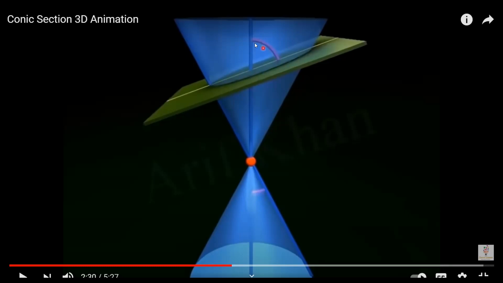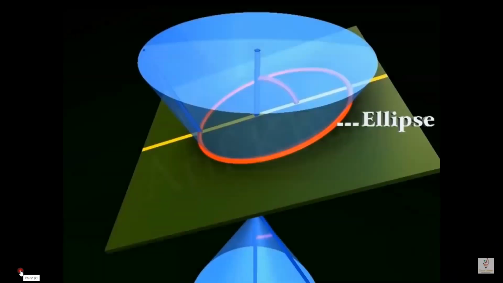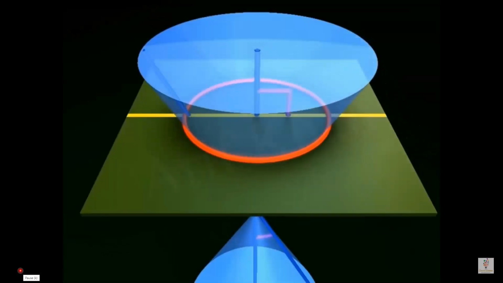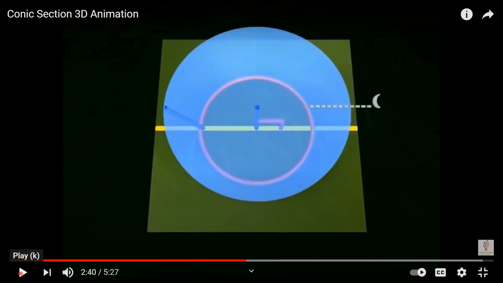If that angle between the axis and that plane is more than the angle between the generator and the axis, then the plane will be in this kind of position, slightly cutting that cone. So that time the shape you will get is known as an ellipse. Now when the axis and this plane are ekdam perpendicular, that ellipse becomes a circle.